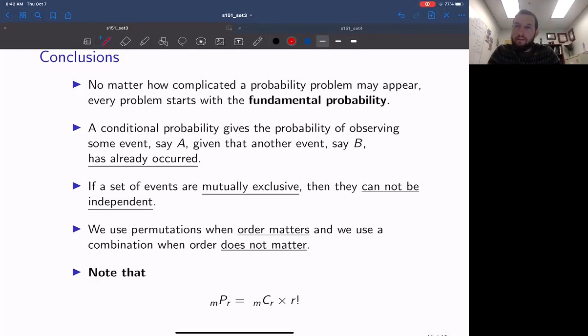Mutually exclusive events have no intersection. So mutually exclusive events and independent events are never going to be the same thing, because independence requires intersection. We use our permutation when order matters and we use our combination when order doesn't matter. So typically, for example, when we're sampling without replacement, we would be using combination rules. If you're sampling with replacement, that would be a basic counting problem.